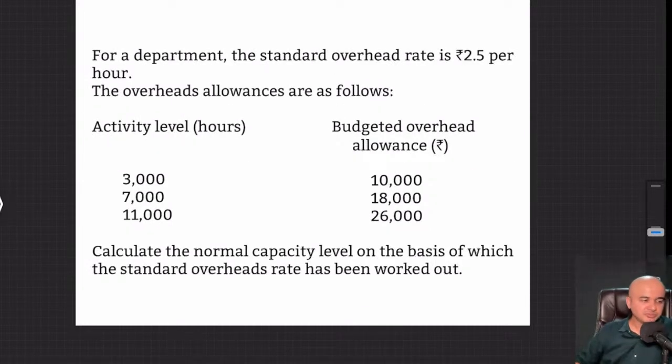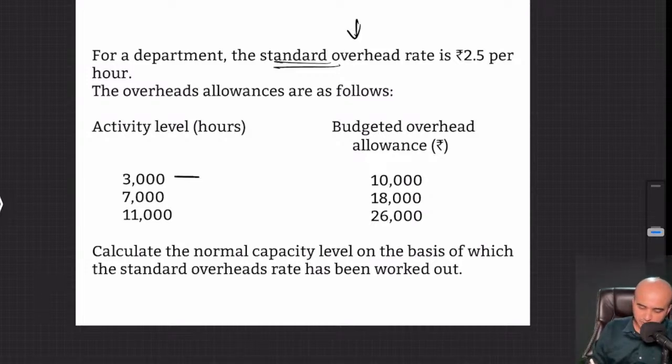Okay. For a department, the standard overhead rate is 2.5 per hour. Fine. They have given the standard overhead rate. Sometimes they will ask us to calculate this, but in this question they have already given that. Fine. Let it be. The overhead allowances are as follows. Fine. Let us look at the different types of allowances, or rather different levels of allowances.